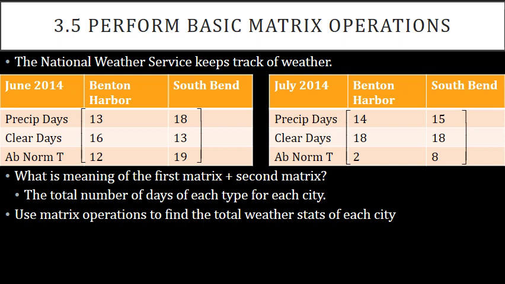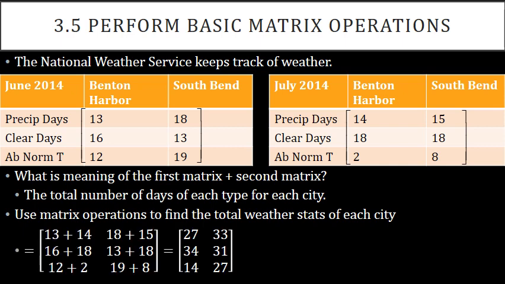Use matrix operations to find the total weather stats of each city. So we're going to add the two matrices. So take the first matrix and add the second matrix. So I'll have 3 plus 14, right there, top left. 18 plus 15, right here, top right. 16 plus 18, middle left. 13 plus 18, middle right. 12 plus 2, bottom left. And 19 plus 8 on the bottom right. Okay. Then simplify and you get this for your resulting matrix.